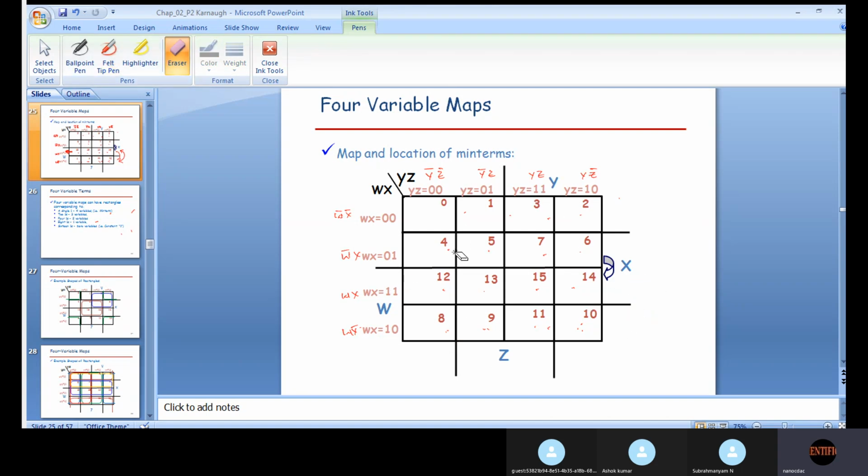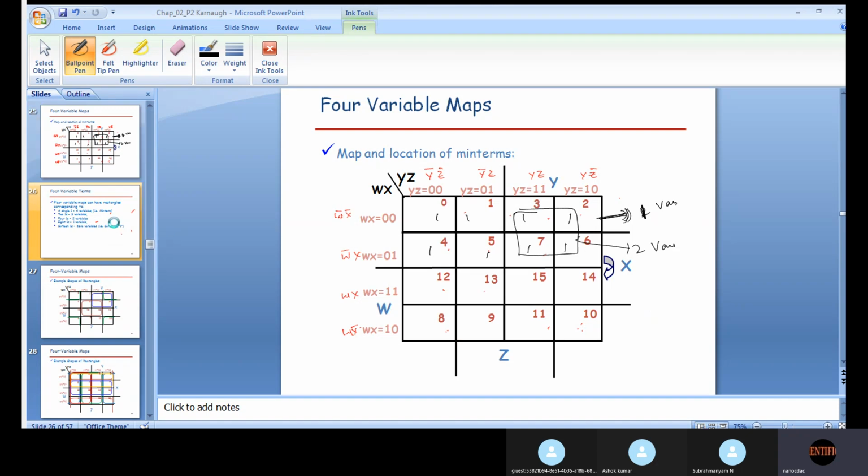As I told you, 16 cells are there. If all the cells are filled with 1, it is representing constant 1. If 8 cells are filled with ones, your equation will be having one variable. If 4, then 2 variables. Like that.